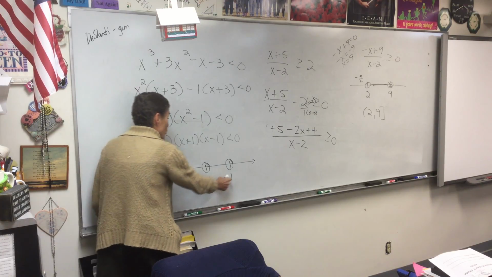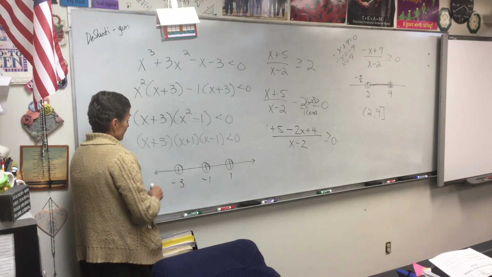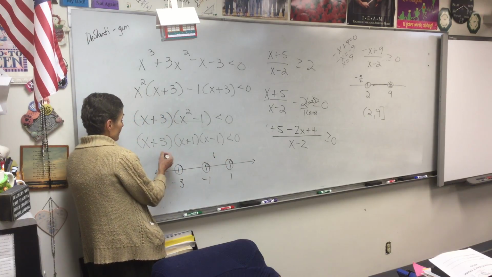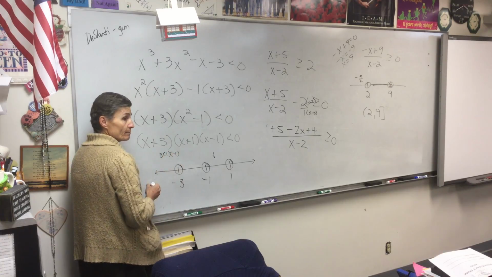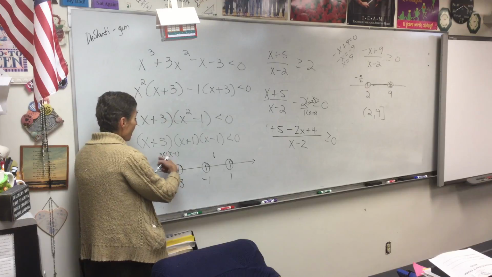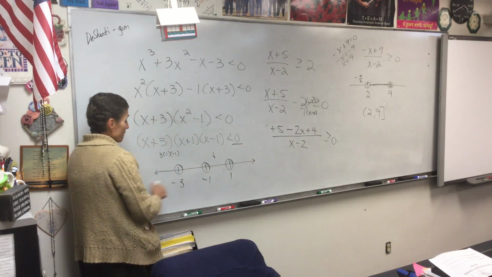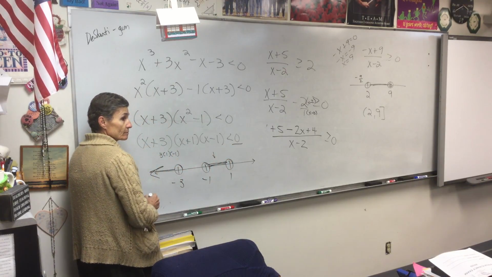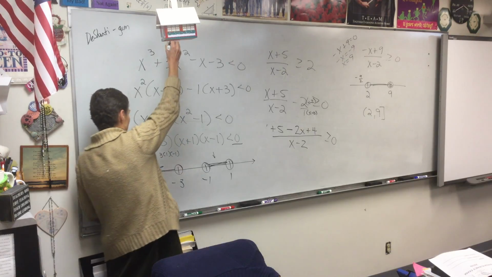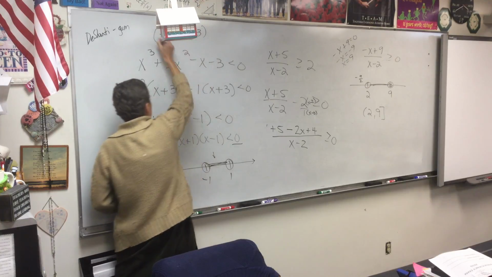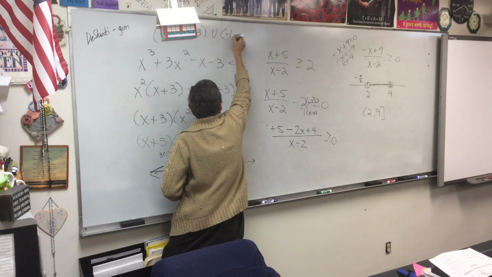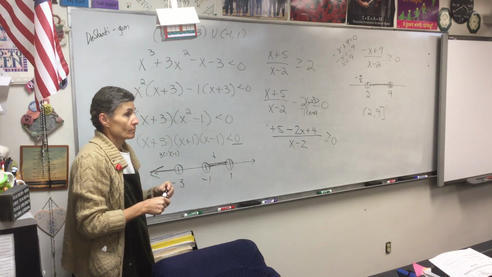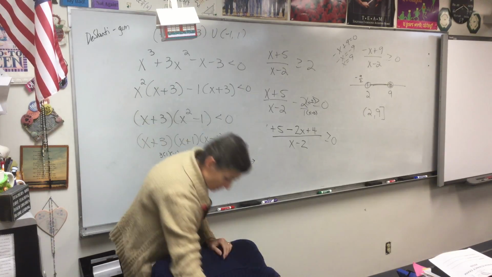Pick any number you want except those. So 0 will work. If I put 0 in, now remember, 0 is right here. This is the section I'm checking right here. If I put 0 in, I get 3 times 1 times -1. Is that the kind of answer that I needed? Yep. So where 0 is works. Doesn't work, doesn't work, does work. So my answer is everything from negative infinity to -3, or everything from -1 to 1. Everybody good? You agree? All right, that wasn't too bad.